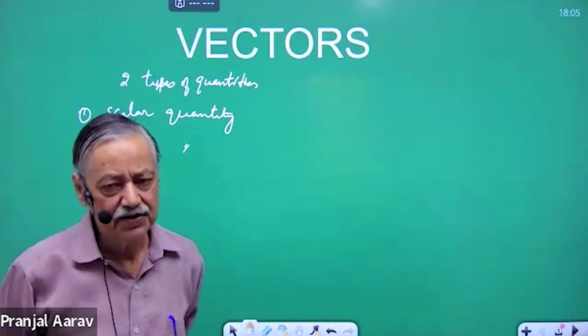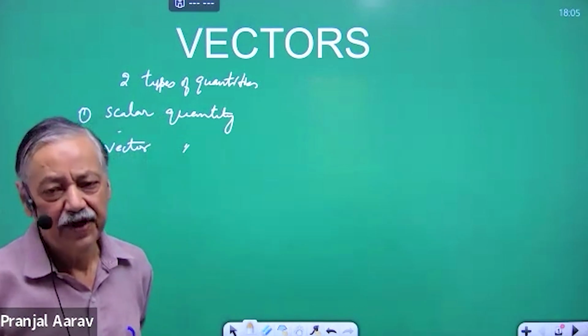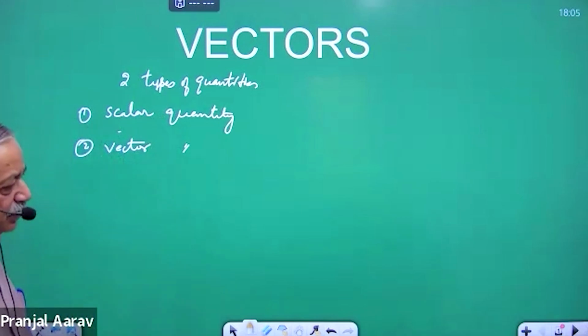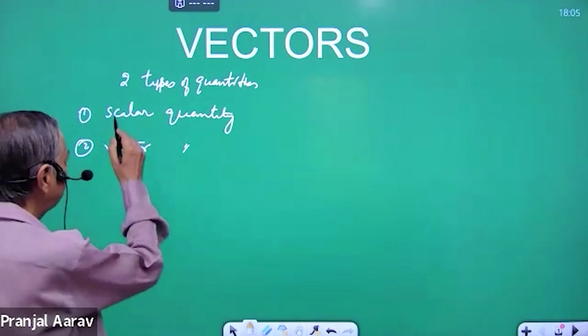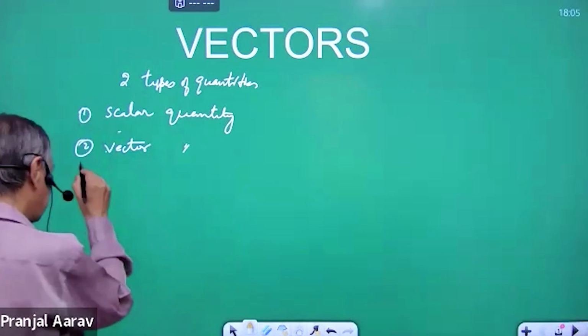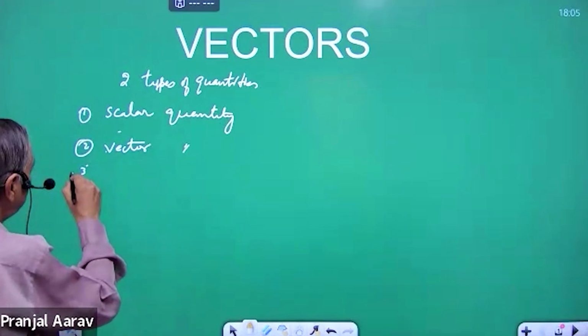Like if I say mass or length, okay? Mass, length, weight, force, velocity, speed, all these things are put in two categories. Either they will be put as a scalar quantity or they will be put as vector quantity. There is another one, but that we are not going to discuss, okay? You leave it.